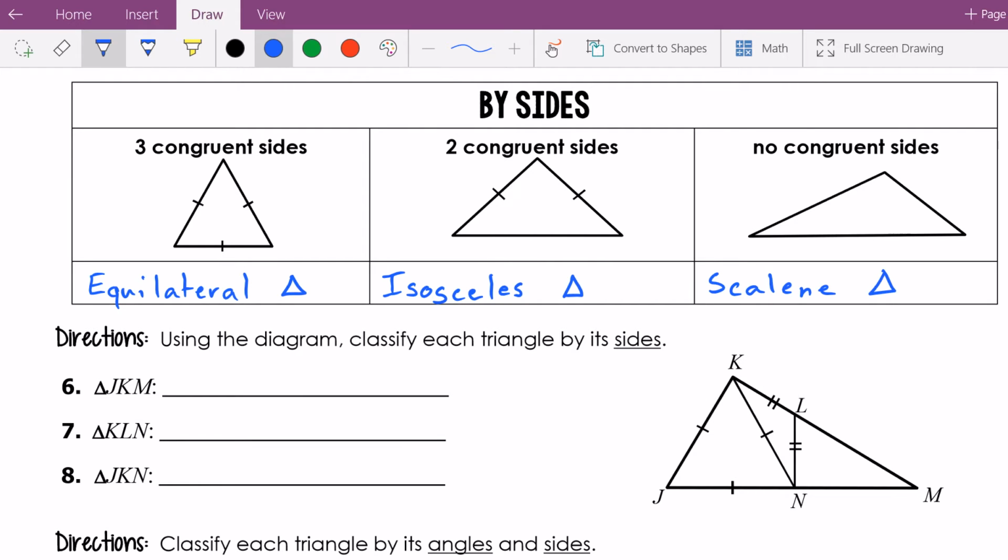Now looking at this one, we have JKM. So JKM is the entire triangle here. JK is not the same distance as any of the other ones, and none of the triangle sides are the same. So this would be a scalene triangle.